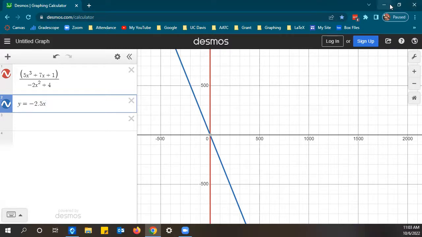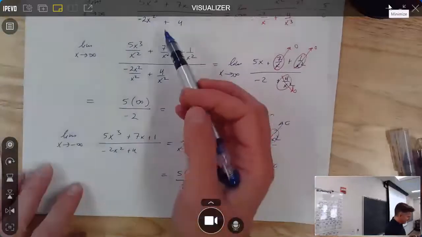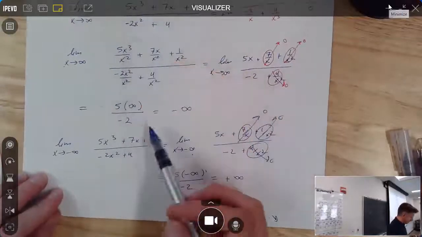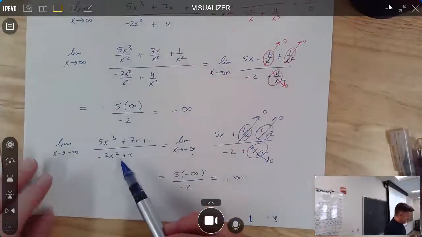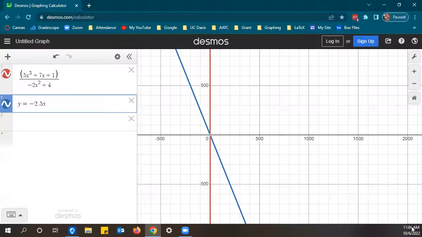Like where did we get to? So the original problem was just asking what's the limit as x goes to infinity of this quotient, and what's the limit as x goes to negative infinity of this quotient. So what we see is that as we go way to the right, the function gets more and more negative. So the limit as x goes to positive infinity is negative infinity. And similarly, the limit as x goes to negative infinity is positive infinity.